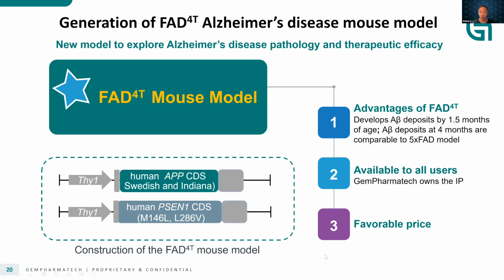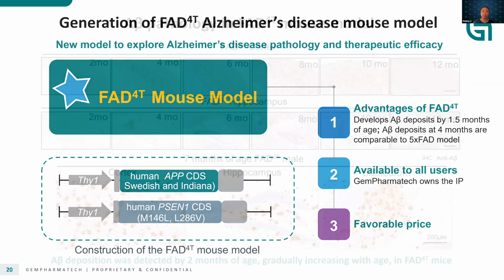So one of the highlights of our model is that we generated this model independently. So we own this model. We want to have this strain available to all users. So there's no constraint for anybody to use it.